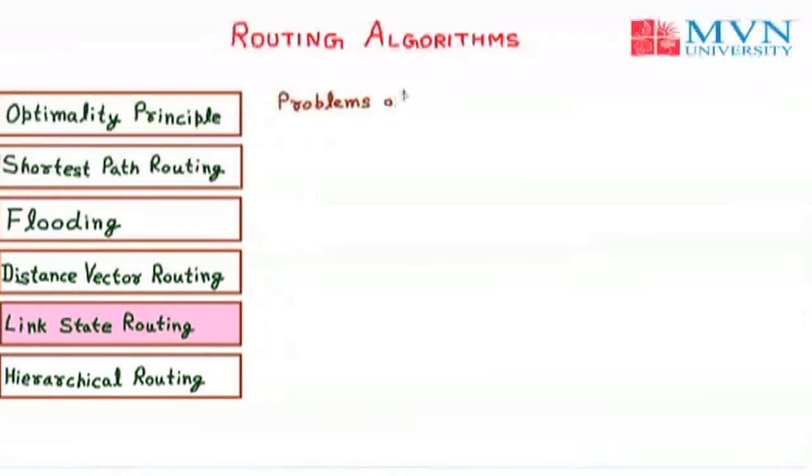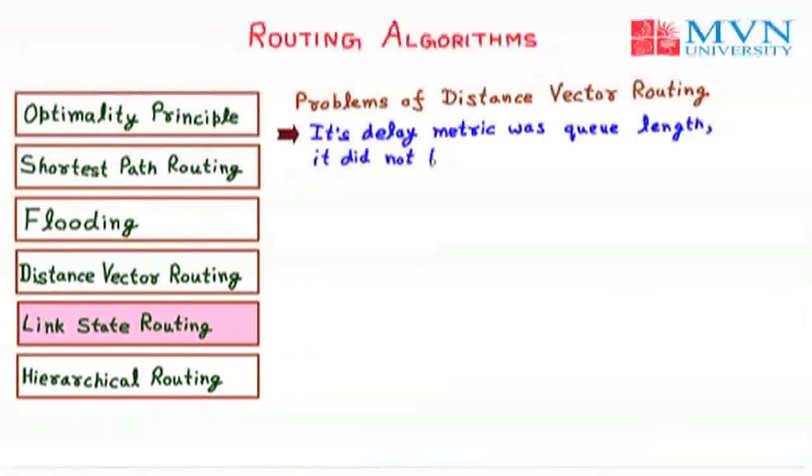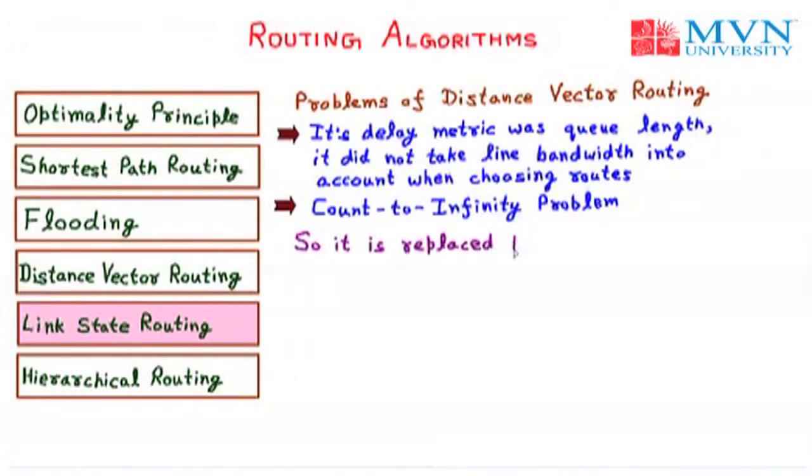Two primary problems caused its demise. The first one: its delay metric was queue length. It did not take line bandwidth into account when choosing routes. The second problem we have discussed earlier, that is the count to infinity problem. For this reason it was replaced by an entirely new algorithm called link state routing.